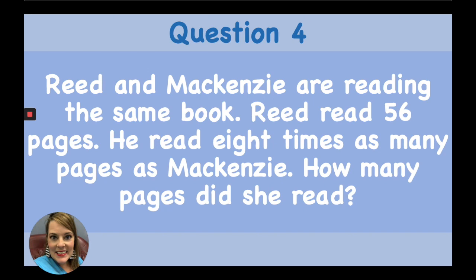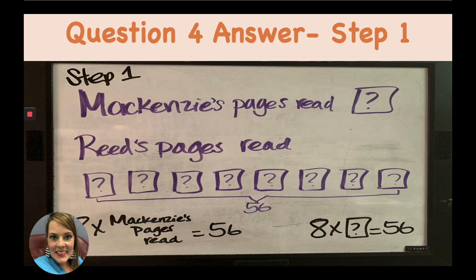Okay, so the first thing I did with this problem was that I broke it into 2 steps. So in step 1, I began by organizing the information I did know. I knew that I needed to figure out how many pages Mackenzie read. I knew that Reed read a total of 56 pages and that he read 8 times as many pages as Mackenzie did. So look at my picture.